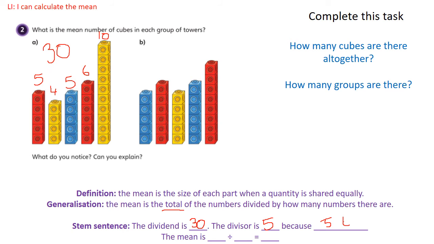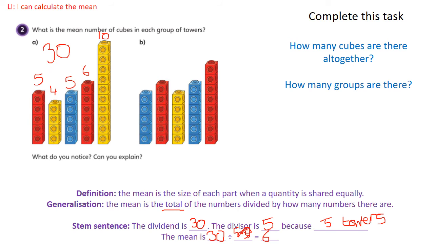So how am I going to calculate the mean? The mean is 30 divided by 5, equals 6. Sorry about my writing there. That's a 5. What about this second group? What I'd like you to do is pause the video here and see if you can work out the mean yourself.